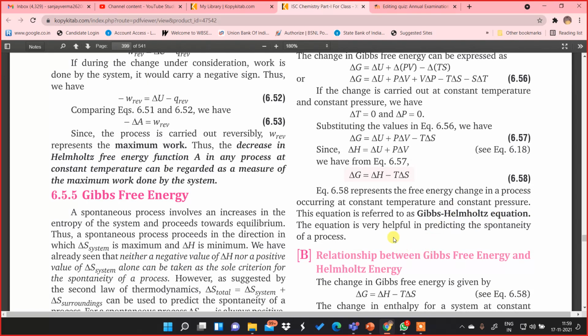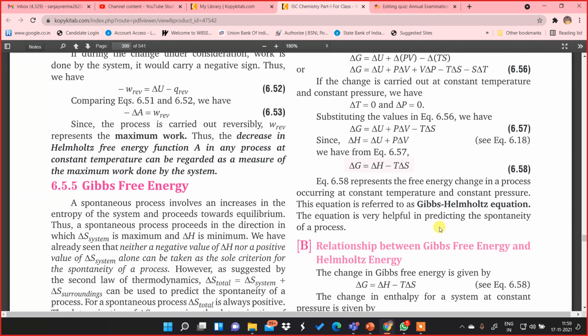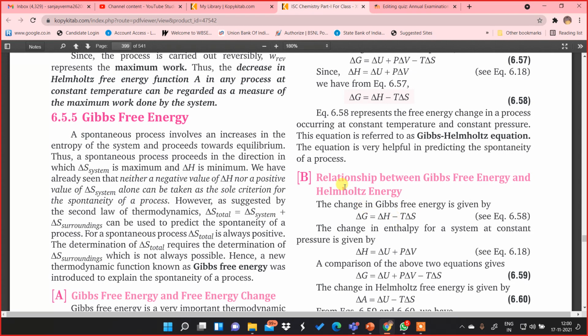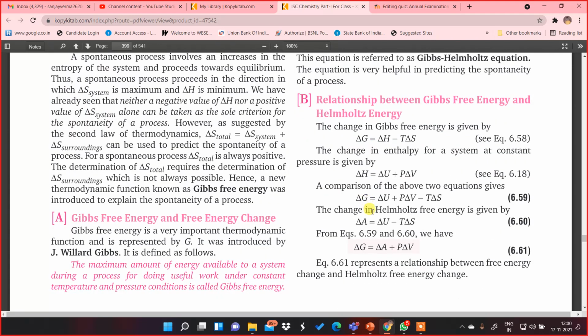Now, this equation is going to help us understand the spontaneity of a process. How? Let us have a look further. There's a relationship between this Gibbs free energy and Helmholtz energy also derived. Derivation is not required. So remember over here, delta G, equation 6.61, only the final equation is equal to delta A plus P delta V.